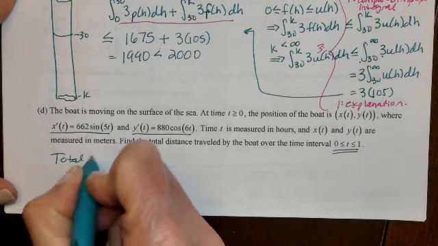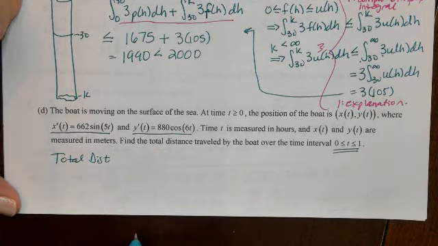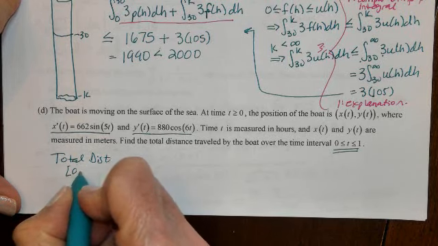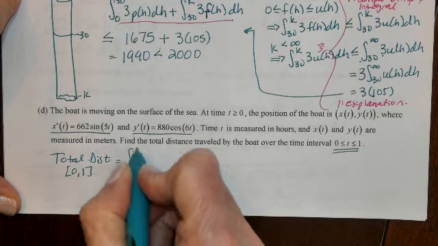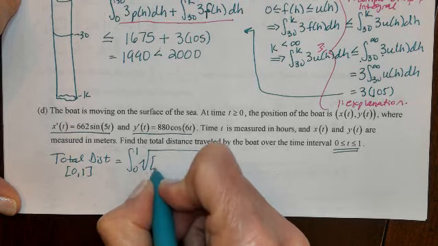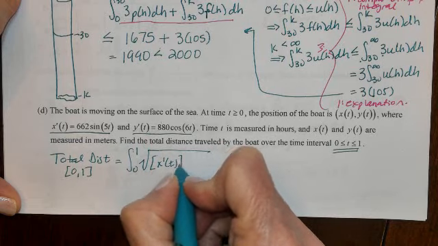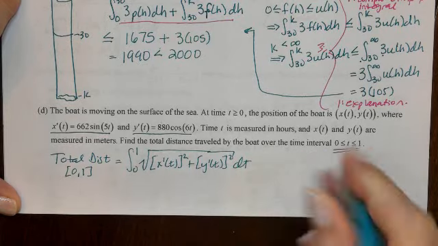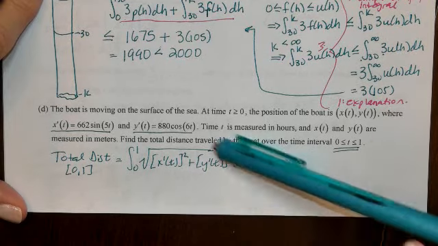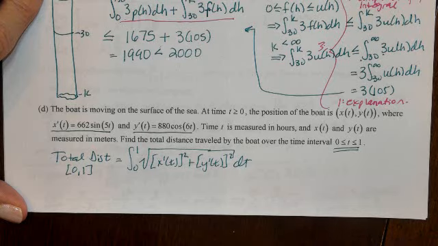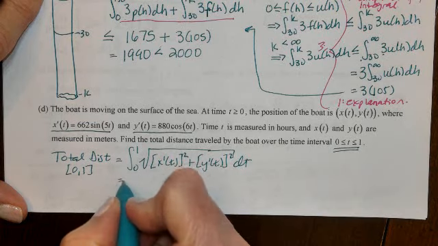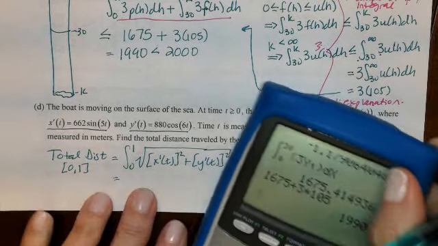So total distance, this is just a straightforward formula problem. Total distance from 0 to 1 is the integral 0 to 1 of the square root of x prime squared plus y prime squared. And I know when you guys are getting this topic, we haven't yet done our parametric review, but when we get there, you'll remember that and it would not be a problem for you. Okay, and this is just stick it in your calculator and go. So let's do that.